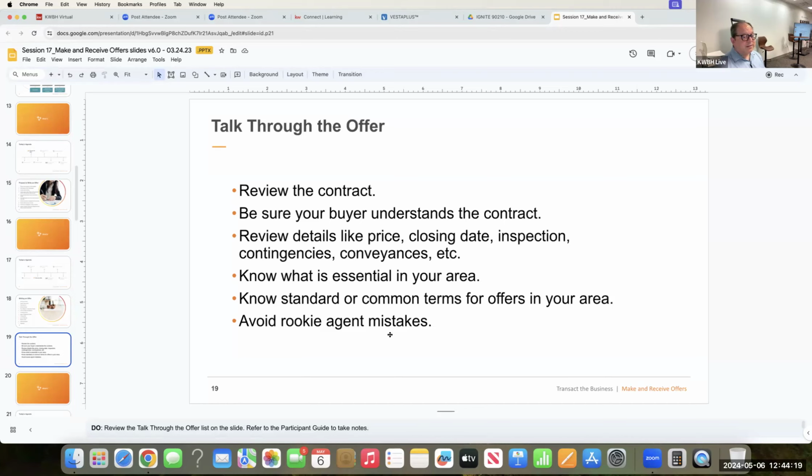Avoid rookie agent mistakes. What would be a rookie agent mistake? I don't know. I mean, our offers are really good. If you didn't fill in stuff on the offers, you'd still be okay. Our offers are pretty good by themselves. But we are going to have to put who's our escrow company? Who's our title company that we're asking for? You might put seller's choice and just leave it up to them.